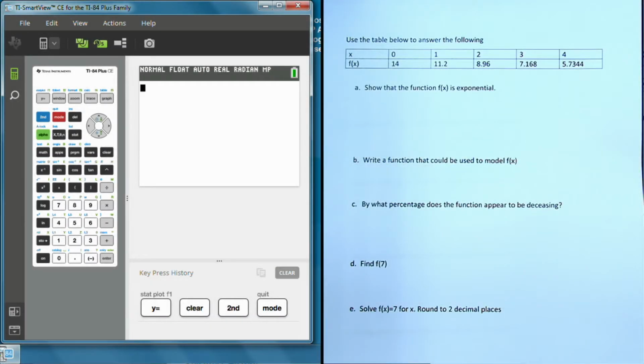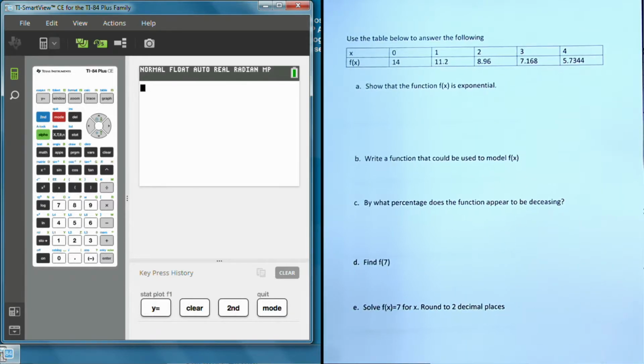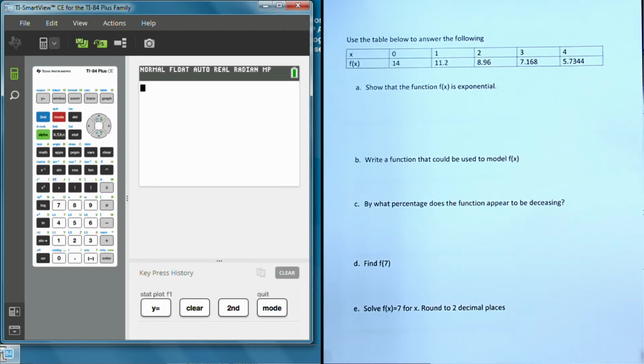In this video, we're going to review a couple key ideas from Chapter 4 to help you prepare for your final exam. In this first example, we're going to look at how an exponential function can be used to model some data. So we're given a table of data with some inputs and some f of x outputs. The first thing we want to do is show that indeed this function is exponential.